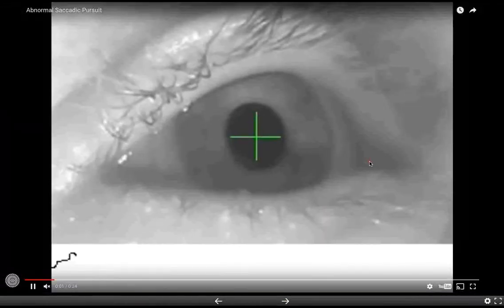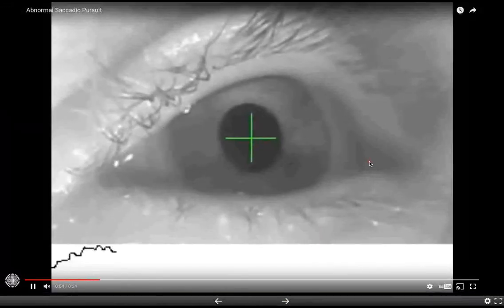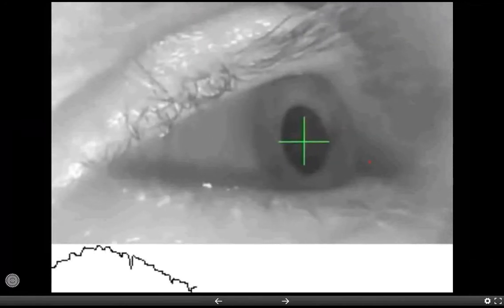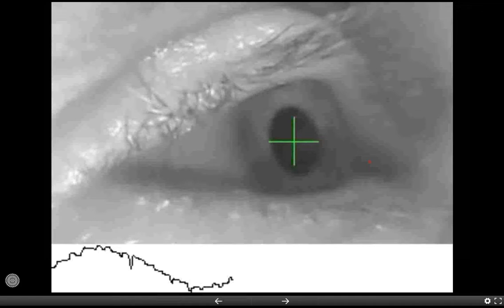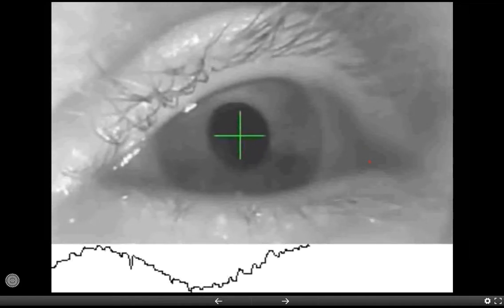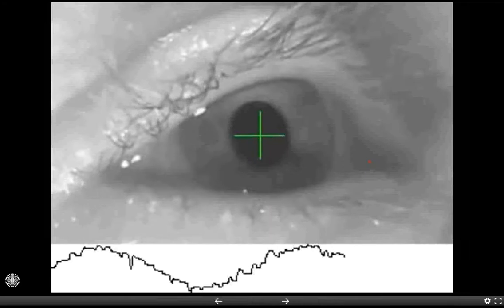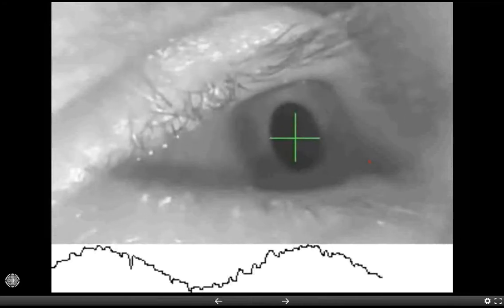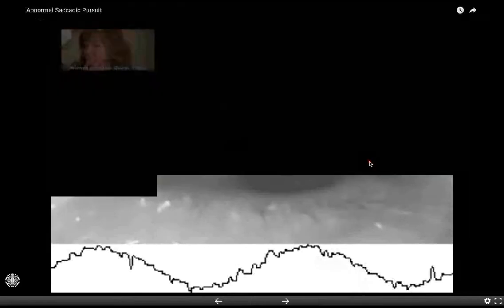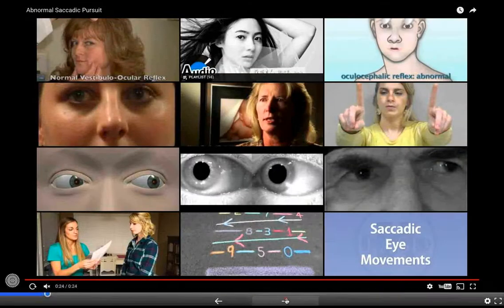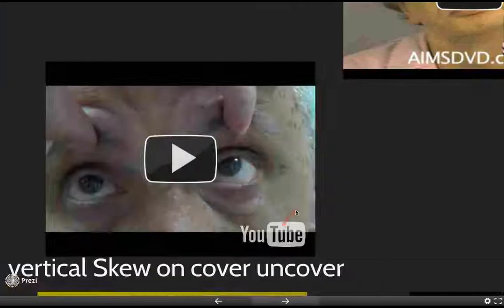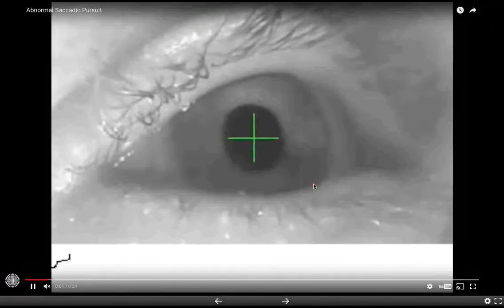Okay, here's a video electronystagmography recording showing a saccadic pursuit. This is an abnormal pursuit, and you can see on the bottom the graph is showing a sinusoidal waveform that is not clean or smooth, and that's because there are saccadic intrusions, which are abnormal, and these are again findings of movement imbalance.